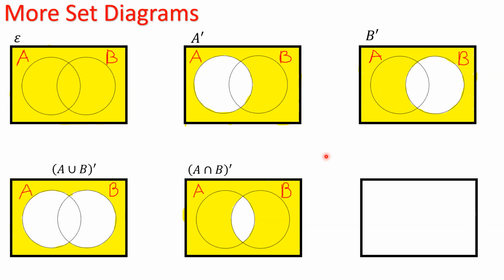Latika? Yes, sir. How do we get the universal set? So you don't know? Okay, the way we get the universal set is we shade in all of A and B. That's how we get the universal set.